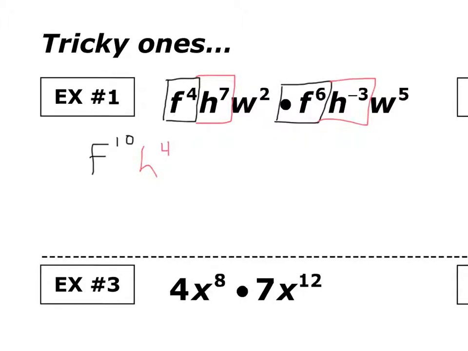Okay, the last one is your w's. So we'll circle our w's in blue. Since they're the same base and you can multiply them together, 2 plus 5 for the w's gives us 7, so we have w to the 7th. Okay, so that is our final solution for that one.